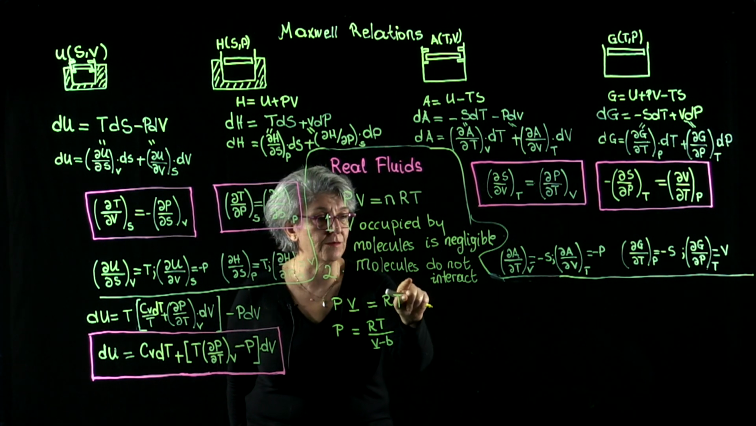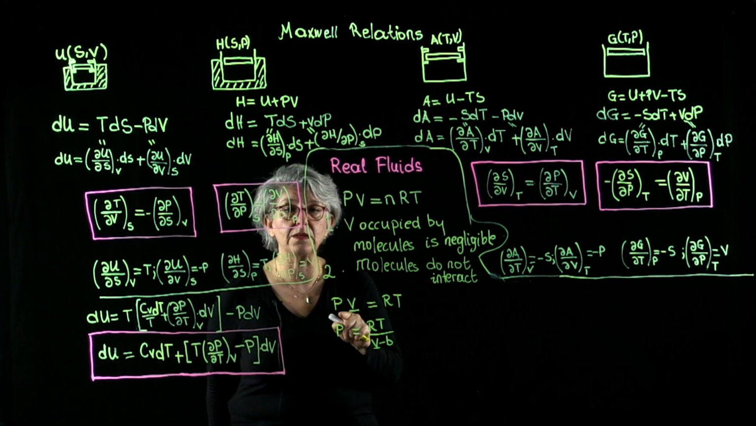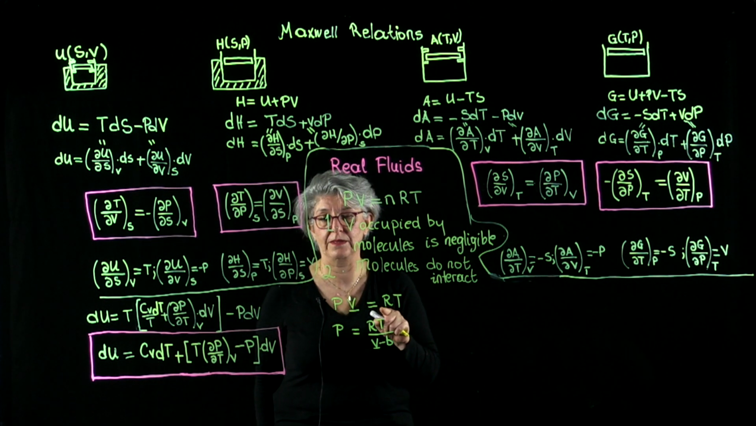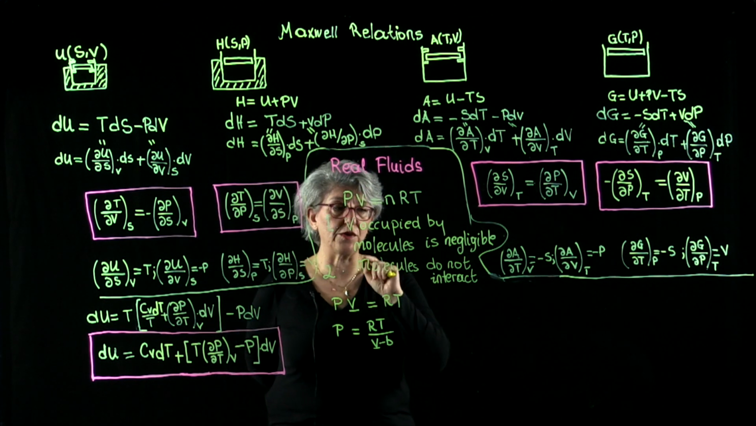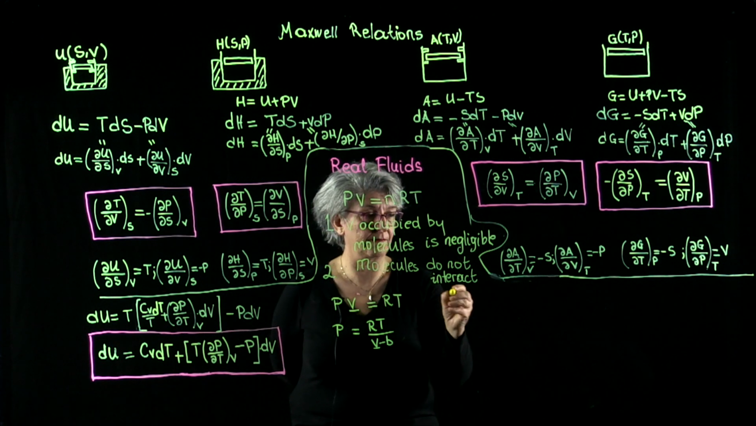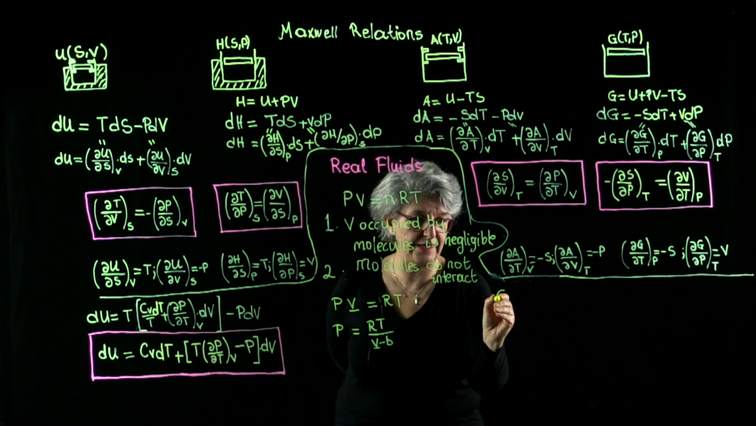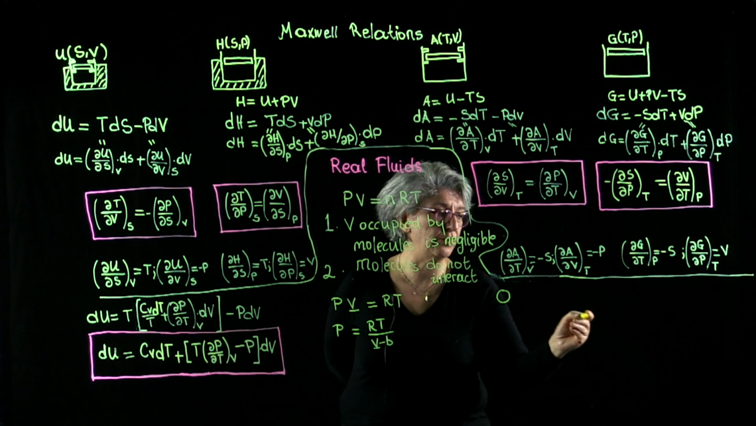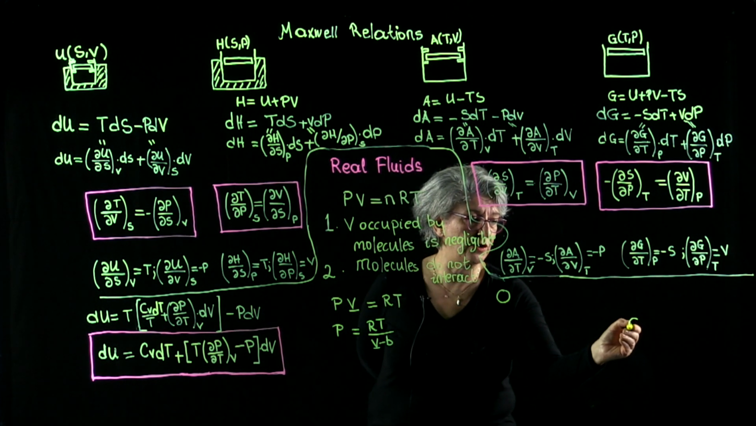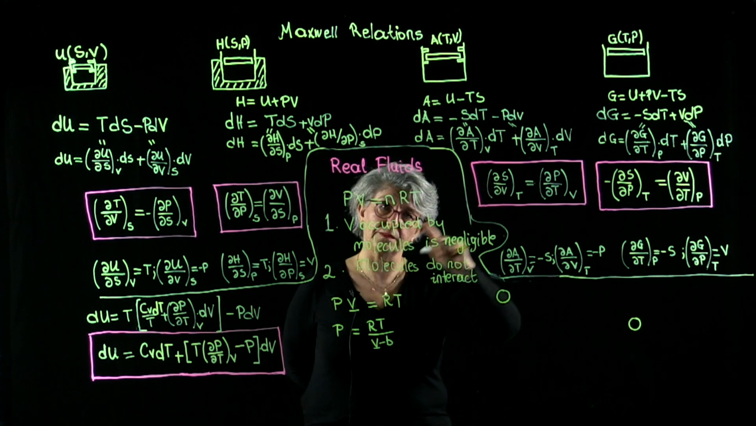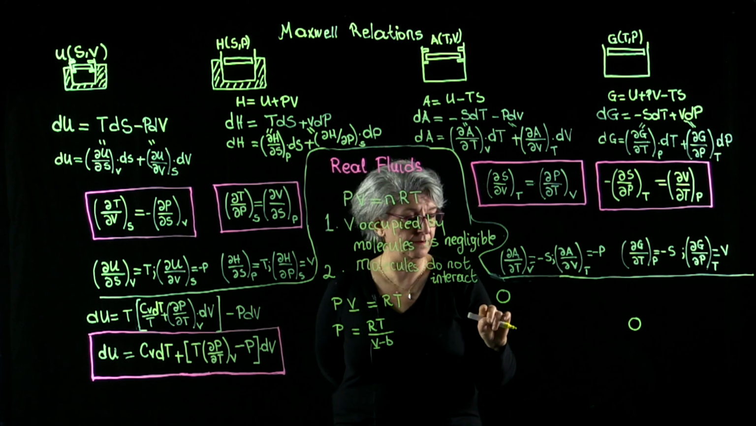The second assumption that I'm going to remove is that molecules do not interact. Now, if the molecules interact in the space, now this is one molecule, this is one molecule, few meters apart, all right?